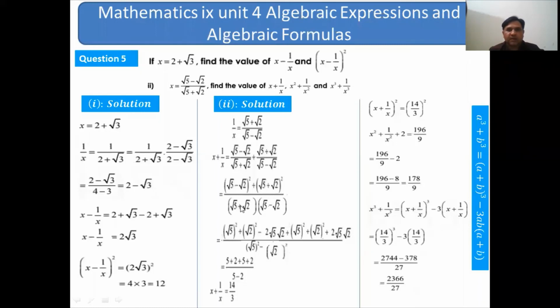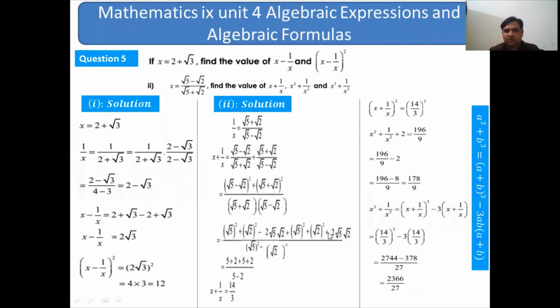So now square root of 5 plus square root of 2 multiplied with square root of 5 minus square root of 2. So we can use the formula a square minus b square. So this is equal to square root of 5 whole square minus square root of 2 whole square. So here we use a minus b whole square, a square plus b square minus 2ab, and here we use a plus b whole square.